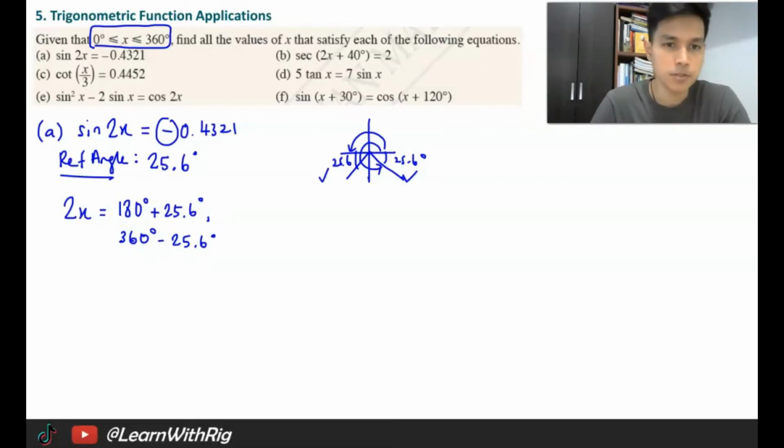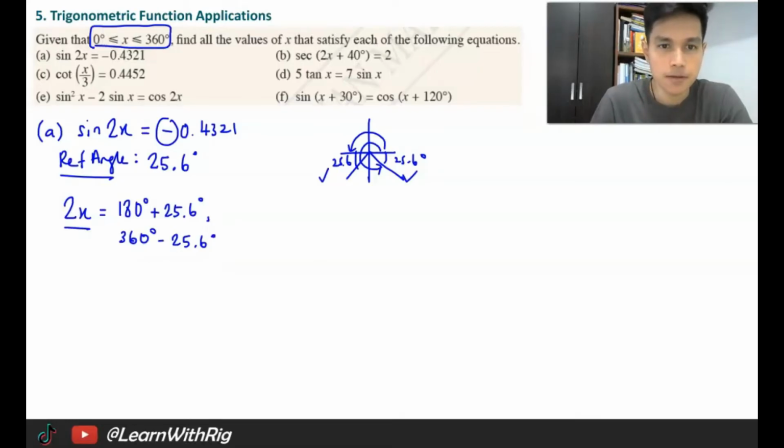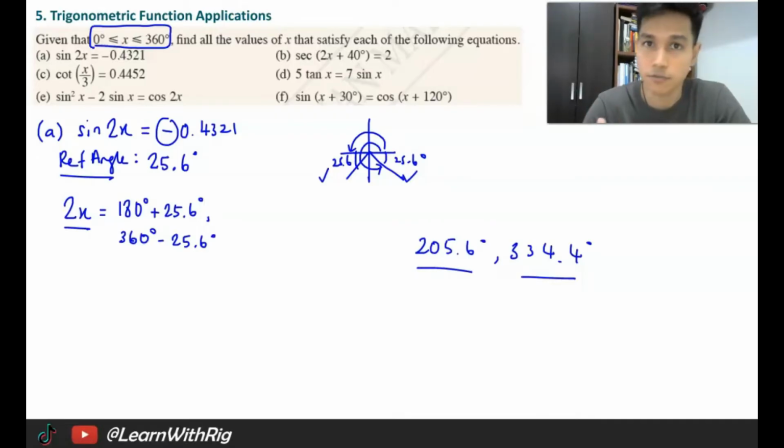Why? Because it says here 2x. 2x means 2 cycles. That means you have another 2 more values here, which are on the second cycle. Okay, so let me show you. This one, 180 plus 25.6 is 205.6, and then the second angle there is 334.4. So this is only within the first cycle. You see, all is within 360 degree. Correct? It's only within the first cycle. But because here is 2x, this one is 2x.